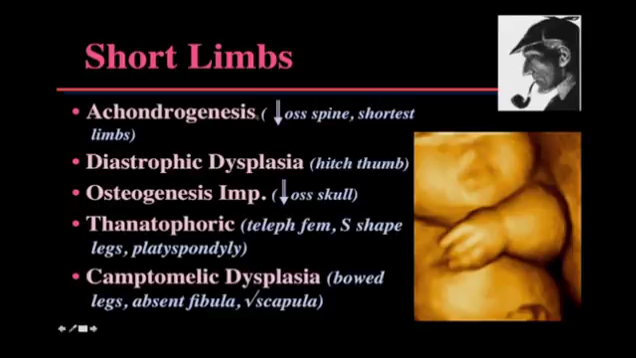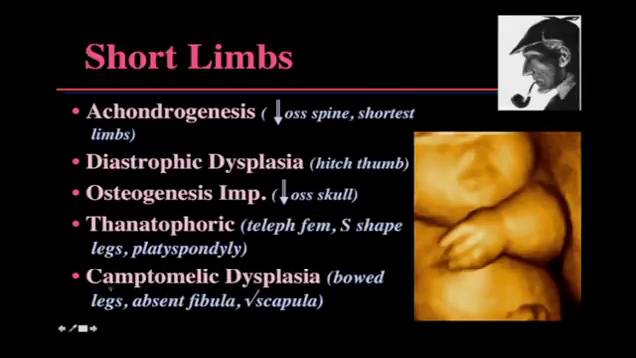Achondrogenesis is the one where I showed you an image of the face. It's the one with extremely short limbs, and that one, the particular feature, is decreased ossification of the spine, which is very specific. This one has the shortest limbs that we see. Diastrophic dysplasia is one that has a hitchhiker thumb. The thumb really stands out because it comes off the wrist rather than the hand.